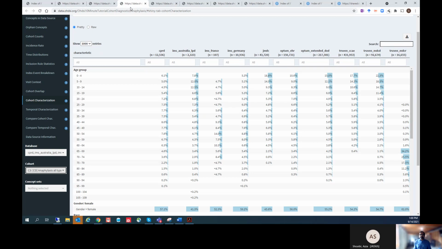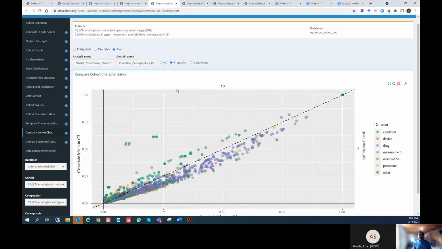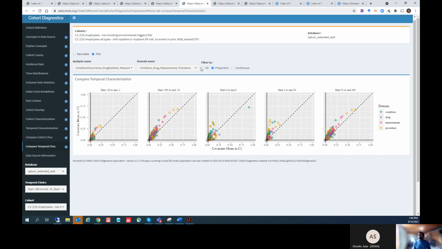You'll also look at the characterization component of cohort diagnostics, the compare cohort characterization component, compare temporal characterization, and each one of these are diagnostics that help inform design choices. So we'll go through this one by one in more detail.